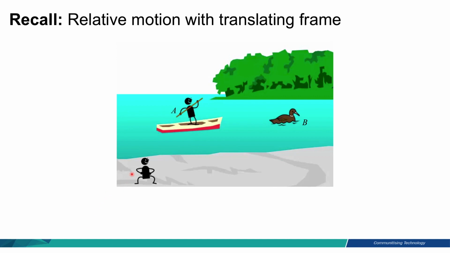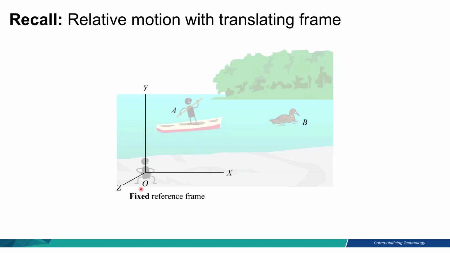Let's say we have three objects in this figure. This is one observer, a man on a boat at point A, and there is a duck at point B. The man on the shore, we can set as our fixed reference frame, and the man on the boat is our translating reference frame, because obviously the man on the boat is moving, or translating, during the observation.